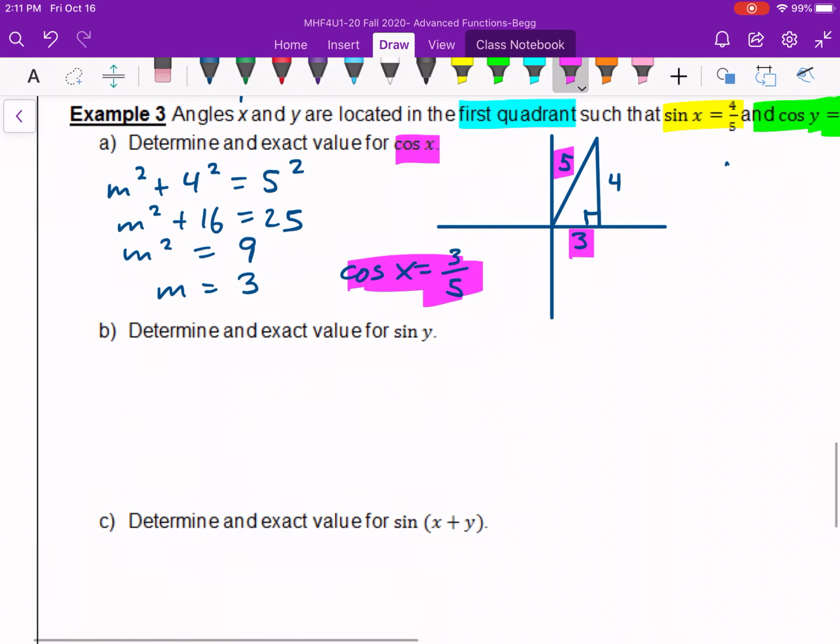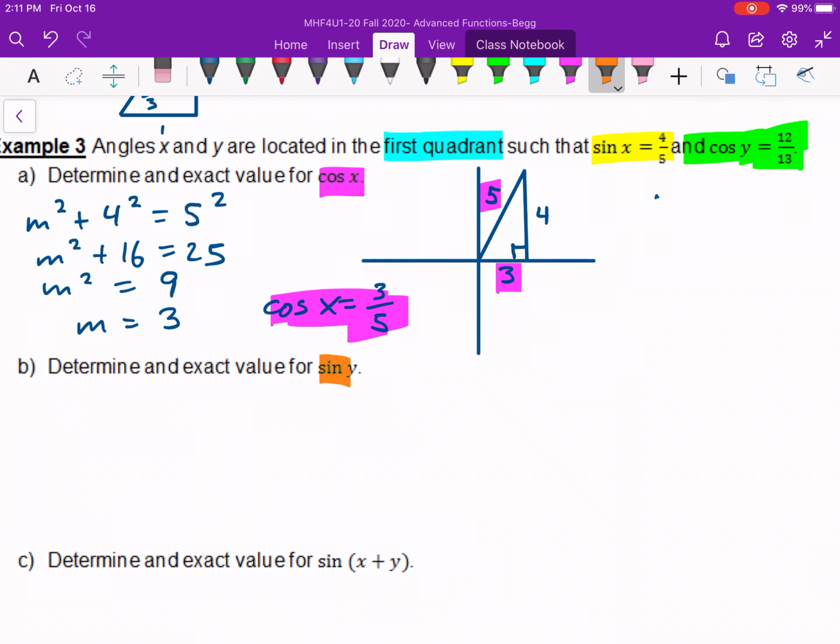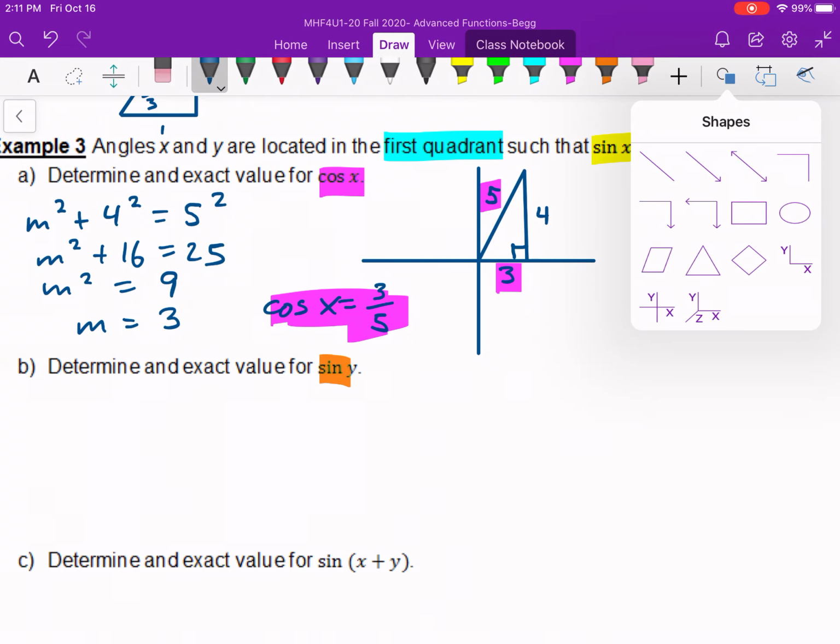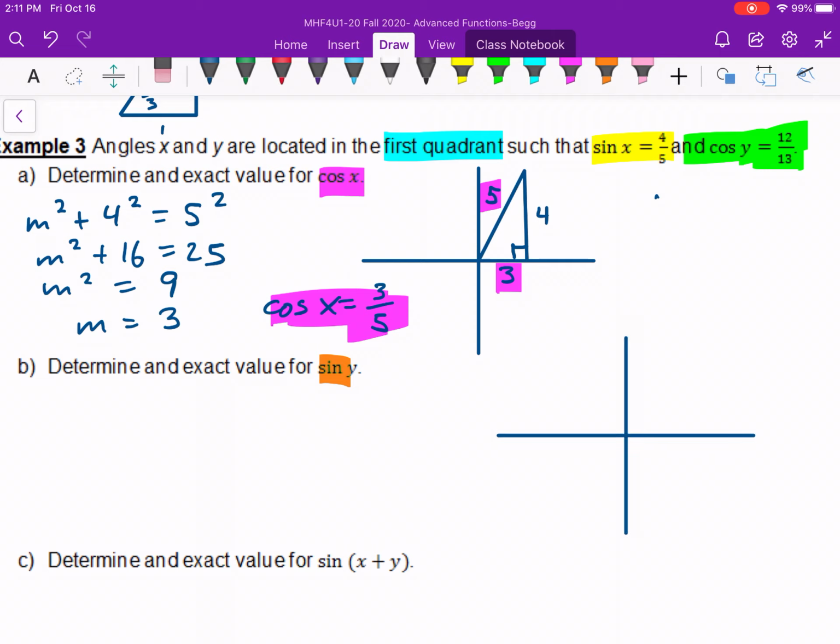Determine an exact value for sine y. Okay, same thing. This time it's still in quadrant 1. And we know that cos y is 12 over 13. So that's going to be a very steep line because the hypotenuse and the opposite side are almost the same. Sorry, my bad, I was thinking that was sine. It's actually the opposite. It's a very not steep line because the adjacent and the hypotenuse are almost the same. So it's more like this. So we get 12 as my adjacent side, 13 as the hypotenuse.